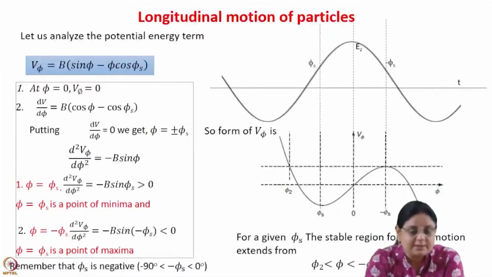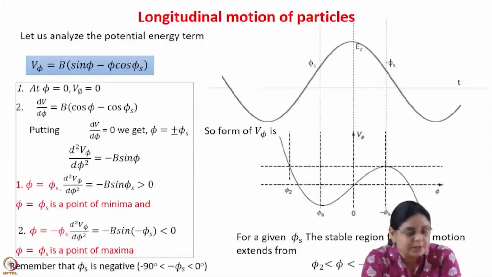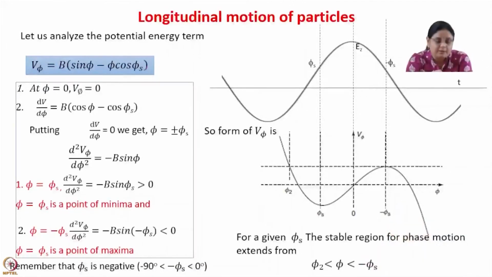So let us analyze the potential energy term. The potential energy term, let's call it V(phi), is given as B(sin phi minus phi cos phi_s). B is a constant, phi_s is the synchronous phase, and phi is the phase of an arbitrary particle. So at phi equal to 0, we can calculate V(phi) equal to 0.